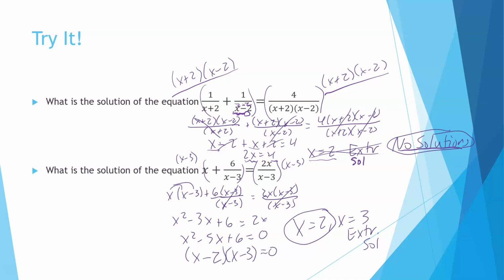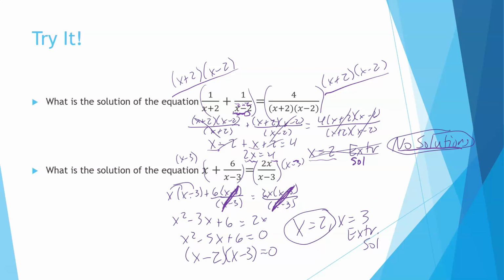Okay? In the second one, the least common denominator was just x minus 3, so you should have multiplied both sides by x minus 3. So my first piece just becomes x times x minus 3. In the second one, the x minus 3 is canceled, so I'm left with just a plus 6. And same thing in the third fraction. The x minus 3 is canceled. I'm left with 2x. When I distribute that first piece, I got x squared minus 3x plus 6 equals 2x.